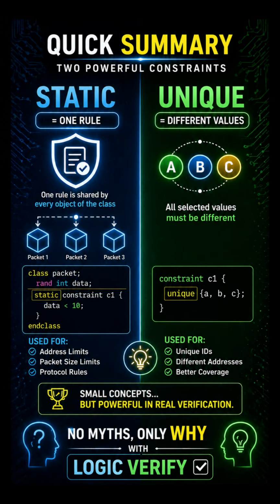So remember the key idea. Static constraint means one rule shared by all objects of a class. Unique constraint means all selected variables must have different values. Small feature but extremely powerful when building a real verification environment.